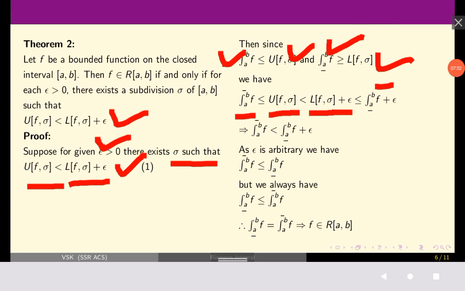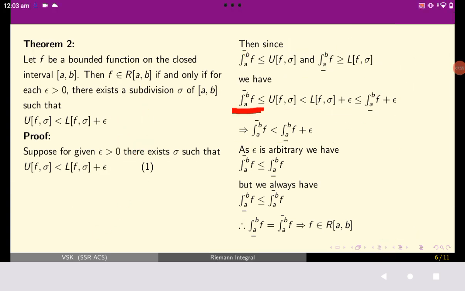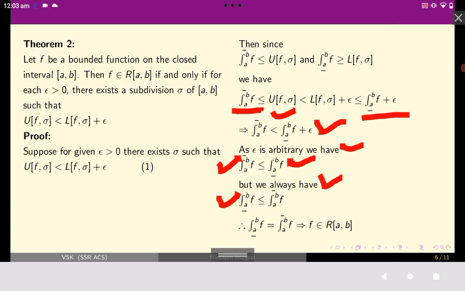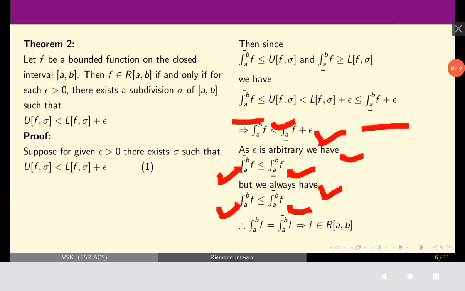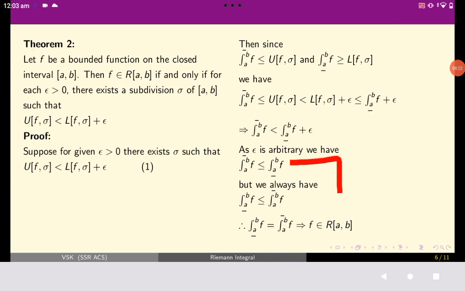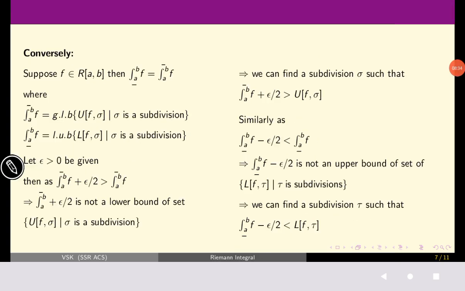But this implies, from first and last, that the upper Riemann integral is less than or equal to the lower Riemann integral plus epsilon. But this epsilon is arbitrary, so we have that the upper Riemann integral is less than or equal to the lower Riemann integral. But we always have that the lower Riemann integral is less than or equal to the upper Riemann integral. So because of these two, we get that the lower Riemann integral is equal to the upper Riemann integral, and this implies that f is Riemann integrable. Now let us see the converse part.